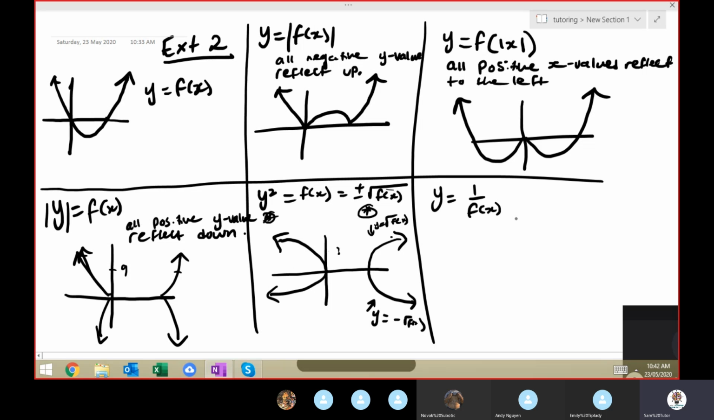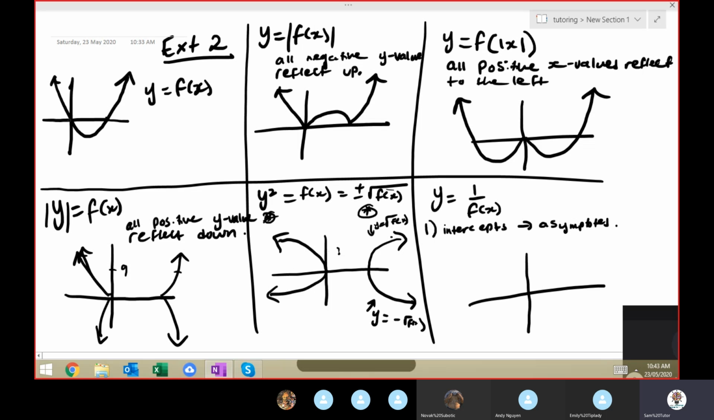One on f of x. Okay. This has two things you've got to do. First, all intercepts, x-intercepts become asymptotes. Intercepts become asymptotes.